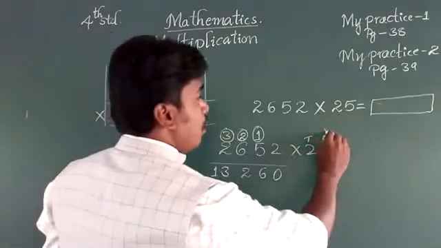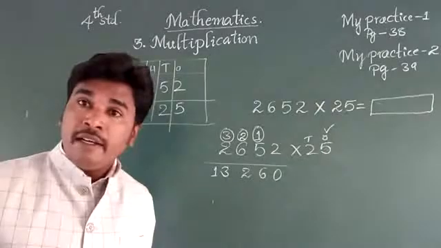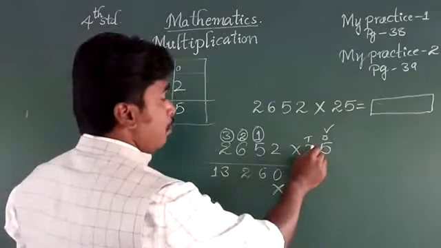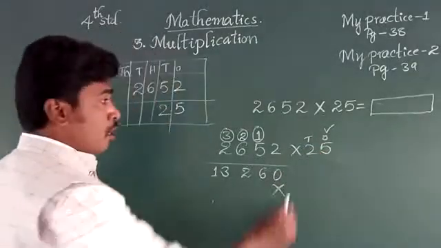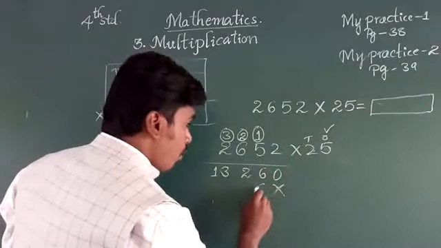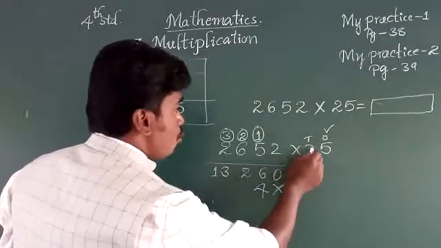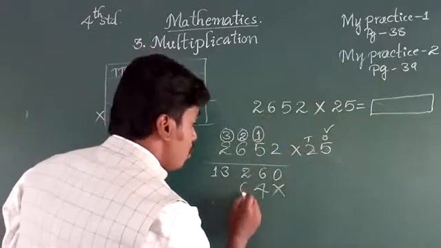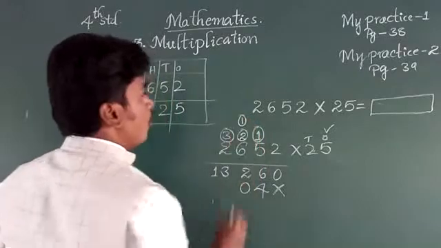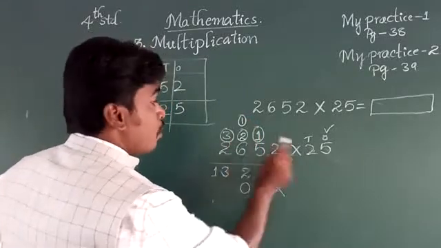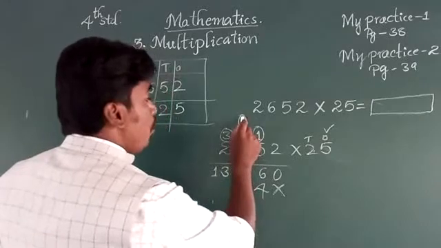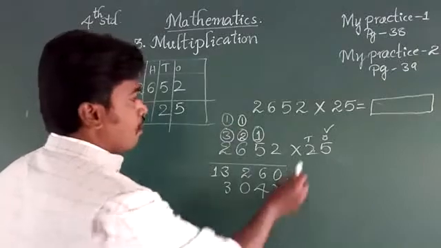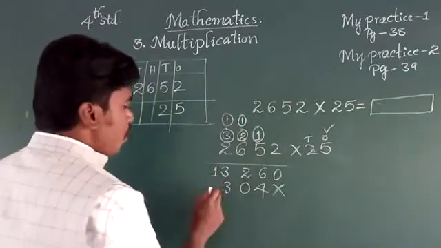Dear students, now multiplication by the ones place number is completed. So you leave the ones place digit and start multiplying with the tens place 2. 2 twos are 4, write it in the tens place. 2 fives are 10, write 0 here, 1 regroup. 2 sixes are 12, 12 plus 1 is 13, 3 here, 1 carry. 2 twos are 4, 4 plus 1 is 5.